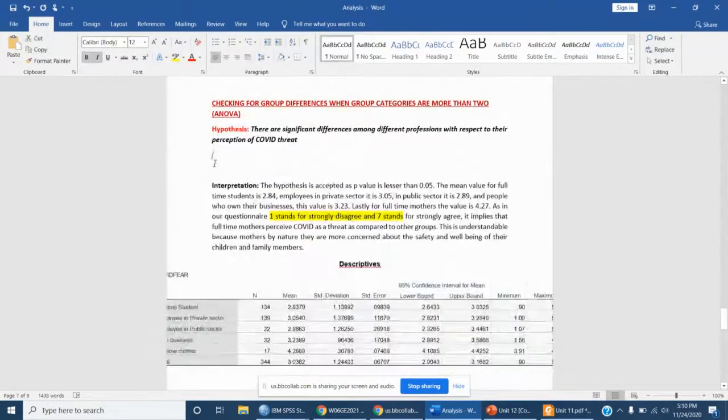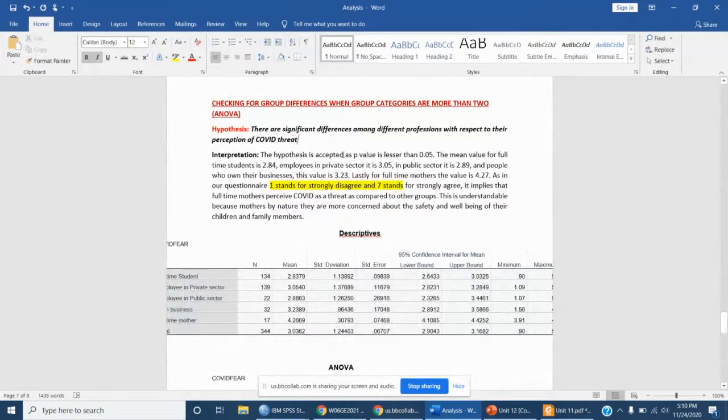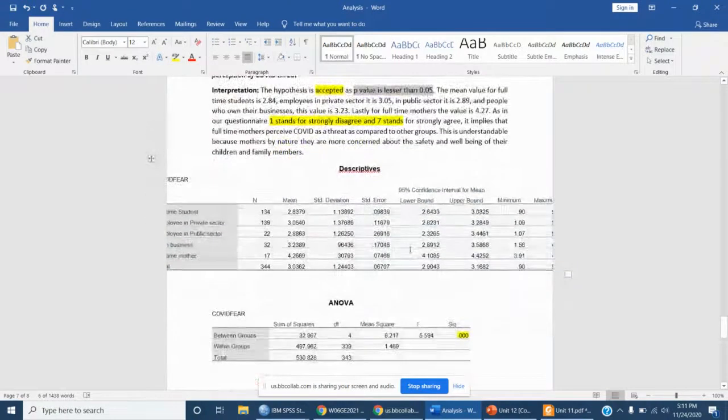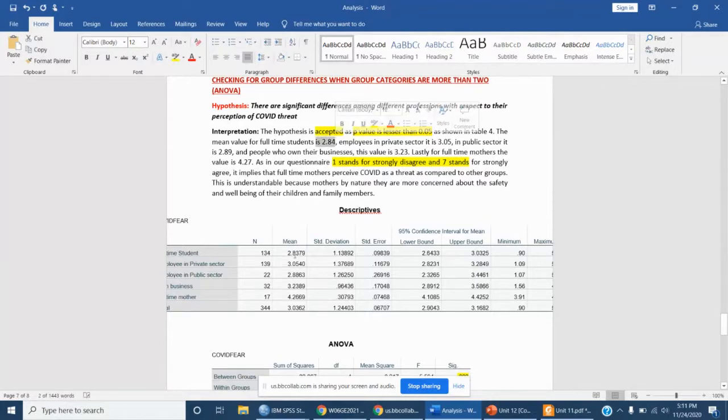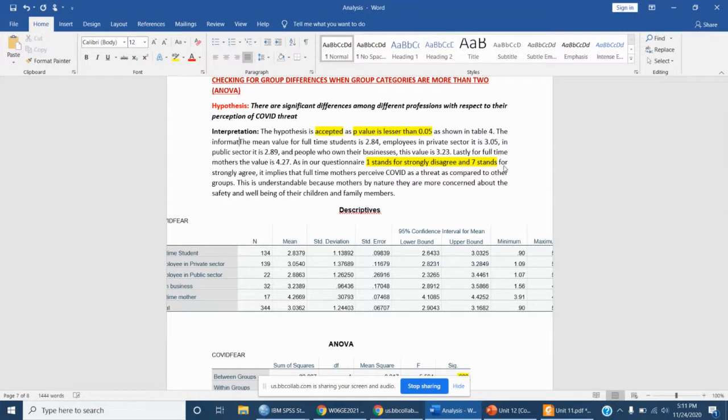So our hypothesis is accepted. We have categorically stated that our hypothesis is accepted. Why? Because the p-value is lesser than 0.05. So we can add here that as shown in table 4, the mean value for full-time students is 2.84. Now I'm explaining the information presented in table 3 shows that.